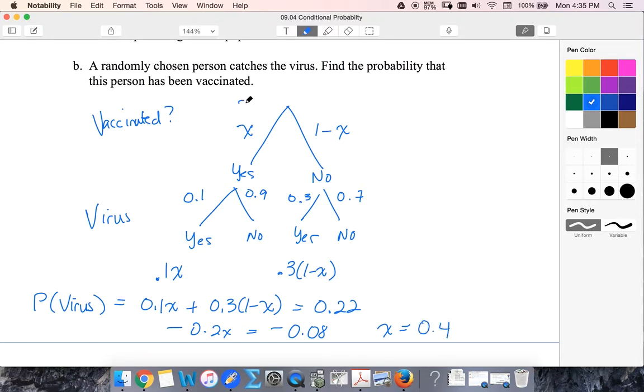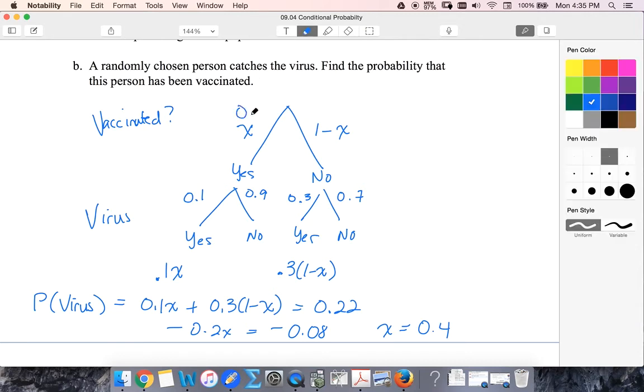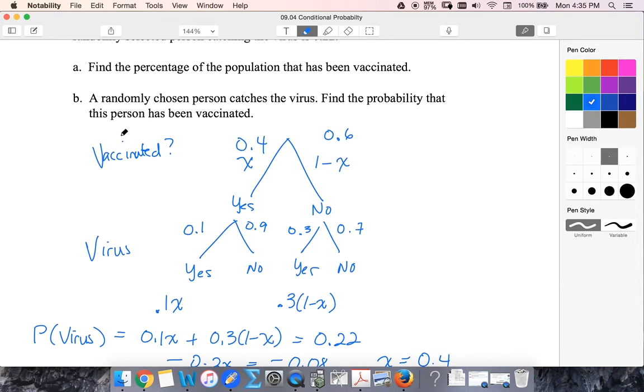Okay, so now we know that this is 0.4, which must mean that the probability we're not vaccinated is 60%. All right, so find the percentage of the population that has been vaccinated. That's 40%. Okay, since they asked find the percentage, we should give our answer as a percent.